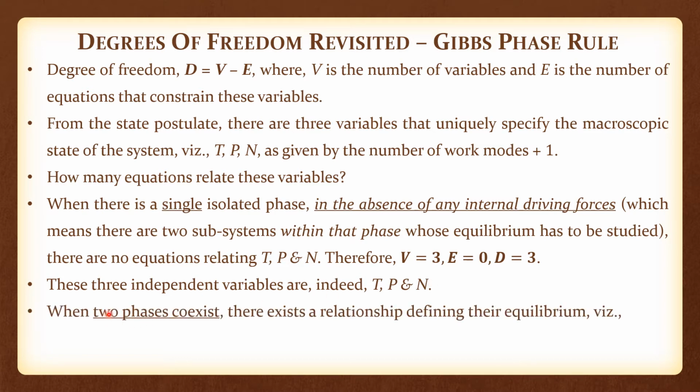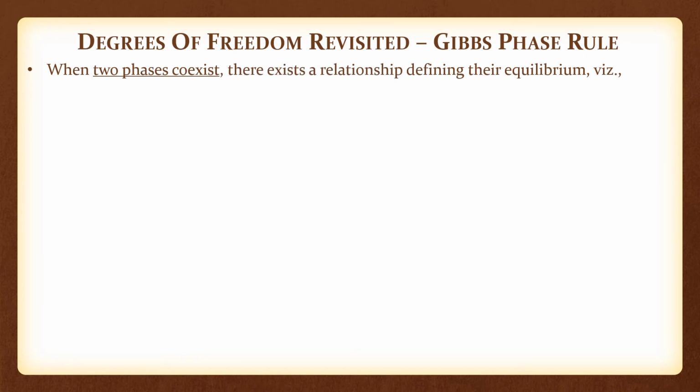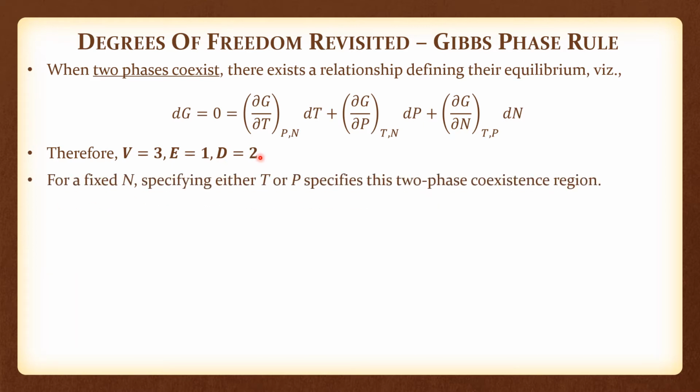Now on the other hand, when two phases coexist, then one can define the equilibrium between those two phases by requiring that dG has to be 0, which is basically this expression. This expression means that there is one equation relating the three variables, and therefore the degree of freedom is 2. But you fixed n, and therefore for a fixed n, specifying either temperature or pressure will specify this two-phase coexistence region.